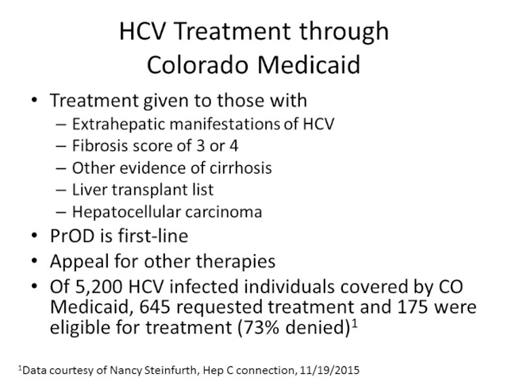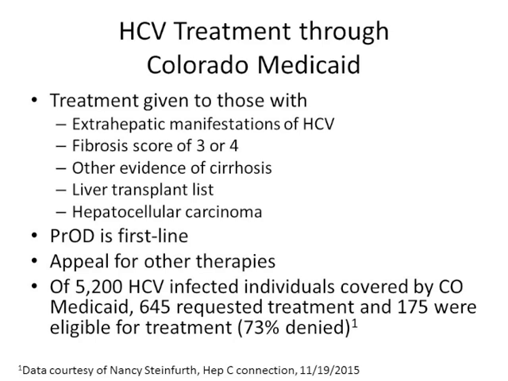We prioritize individuals that have a fibrosis score of 3 or 4, or other evidence of cirrhosis. So it's not just a biopsy. You could have imaging evidence of cirrhosis. Anybody on the liver transplant list or that has hepatocellular carcinoma can also get treated through Medicaid. Right now, PROD is first line. That's that ritonavir boosted paritaprevir, ombitasvir, dasabuvir therapy.